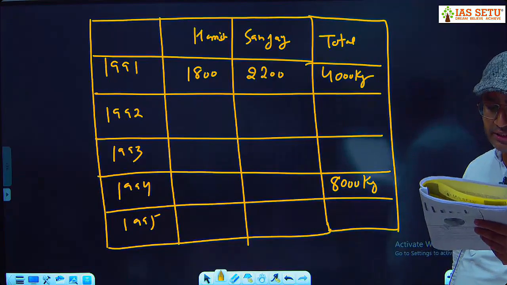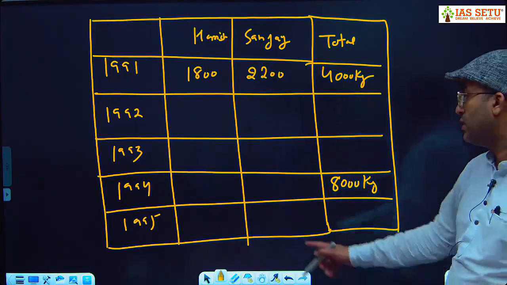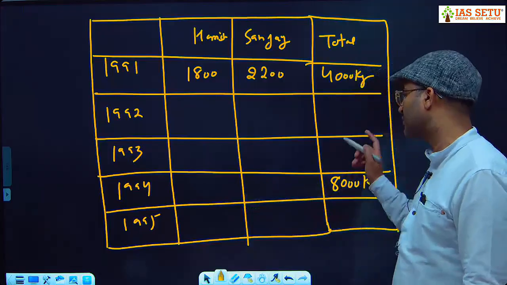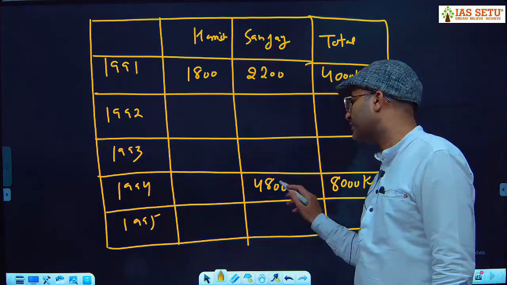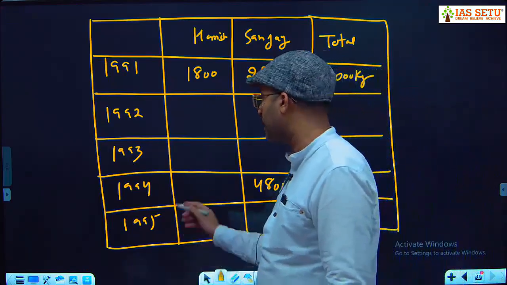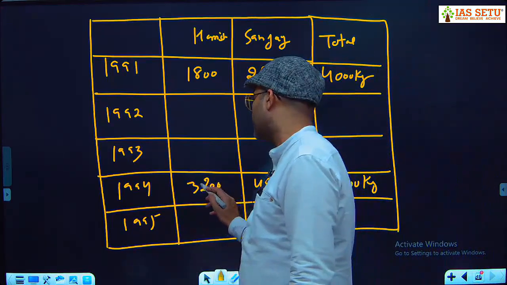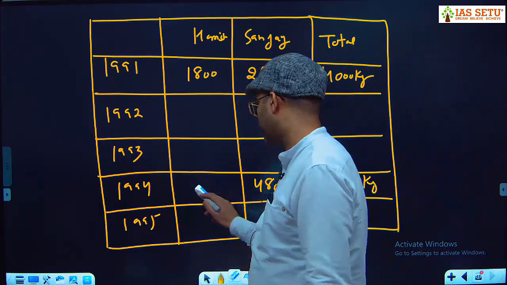Harish gave 60% of production to Sanjay. हरीश ने 60% प्रोडक्शन संजय को दे दिया। What is 60% of 8000? 4800 kg he has given to Sanjay and 3200 kg he retained.